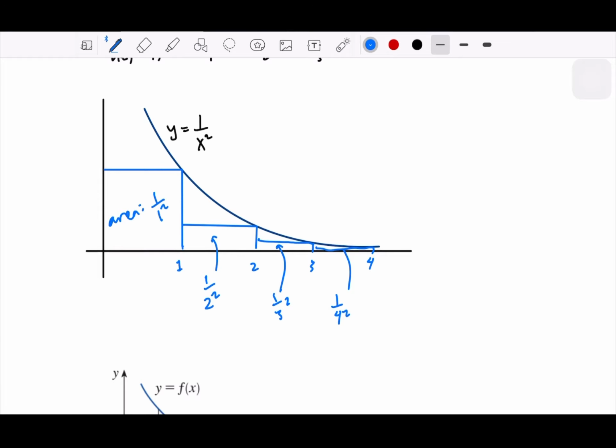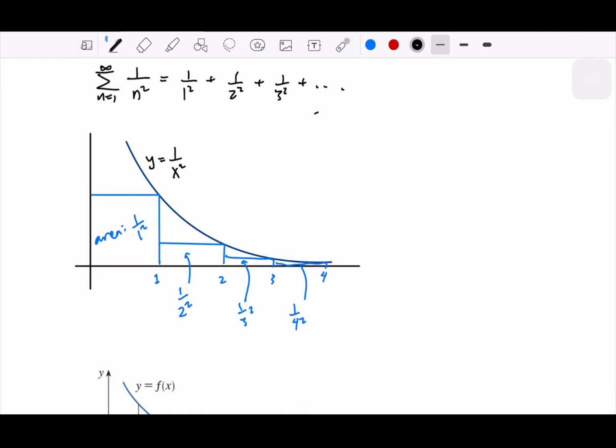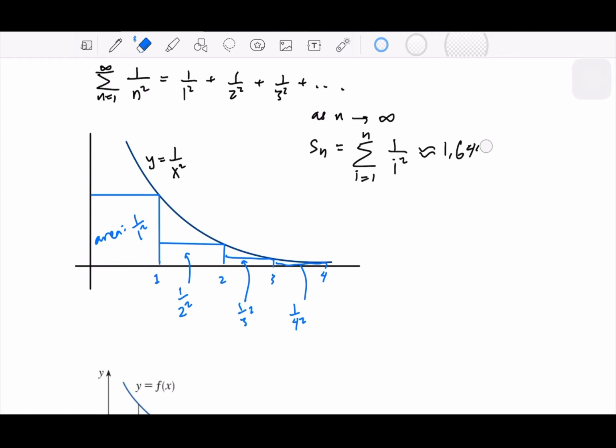Okay, and if we increase our n, as n goes to infinity, if we evaluate the partial sum from, let's say, i equal 1 to some n, of 1 over i squared, and check our n, this will get closer to 1.6447. Or maybe let me just write 1.64, okay?